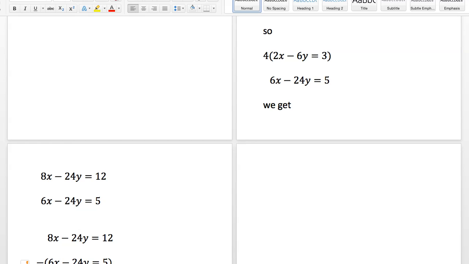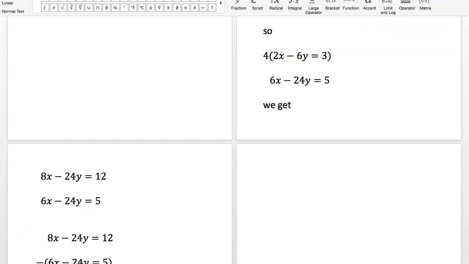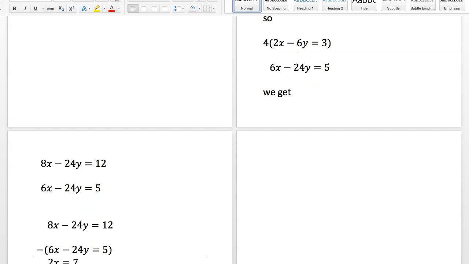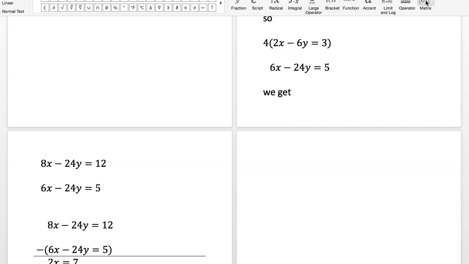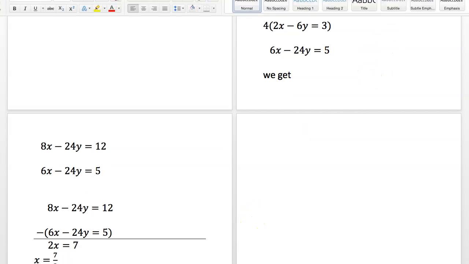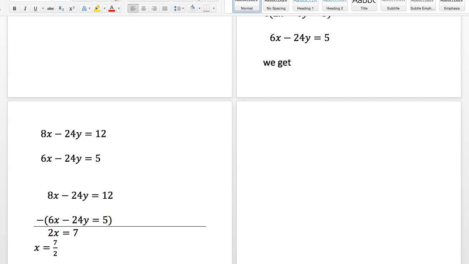And then you're going to get, well, now minus a neg is plus, but neg 24 and plus 24 killed. That was the whole point. Now 8x minus 6x is 2x. So we get 2x equals, and 12 minus 5 is 7. And then you just get x equals 7/2. Like that. And then just finish from there. I will leave it to you.